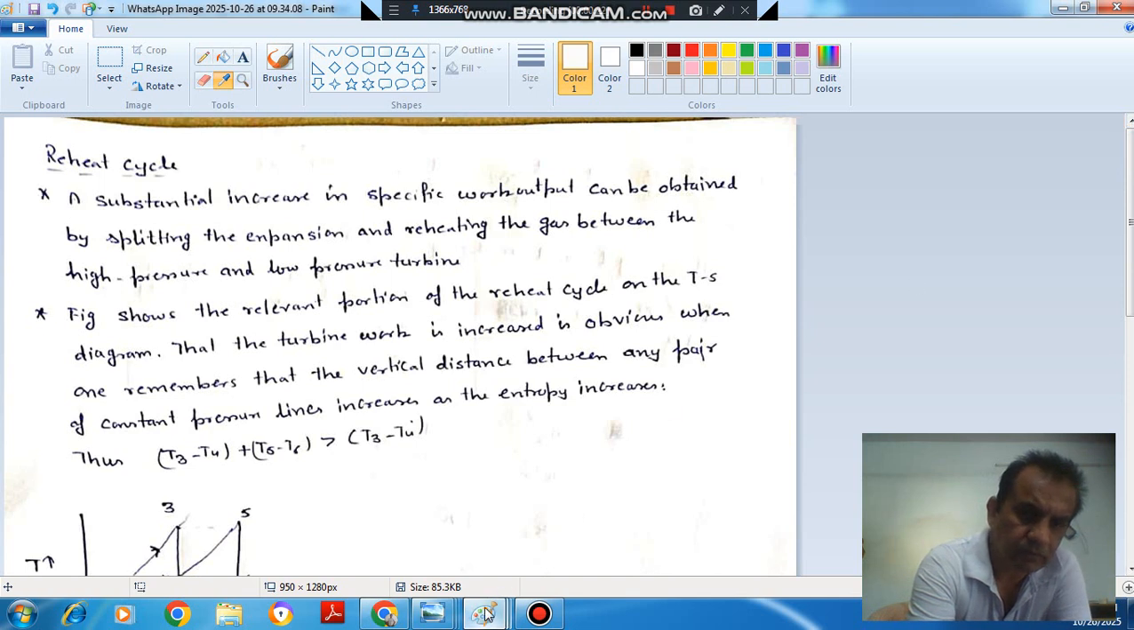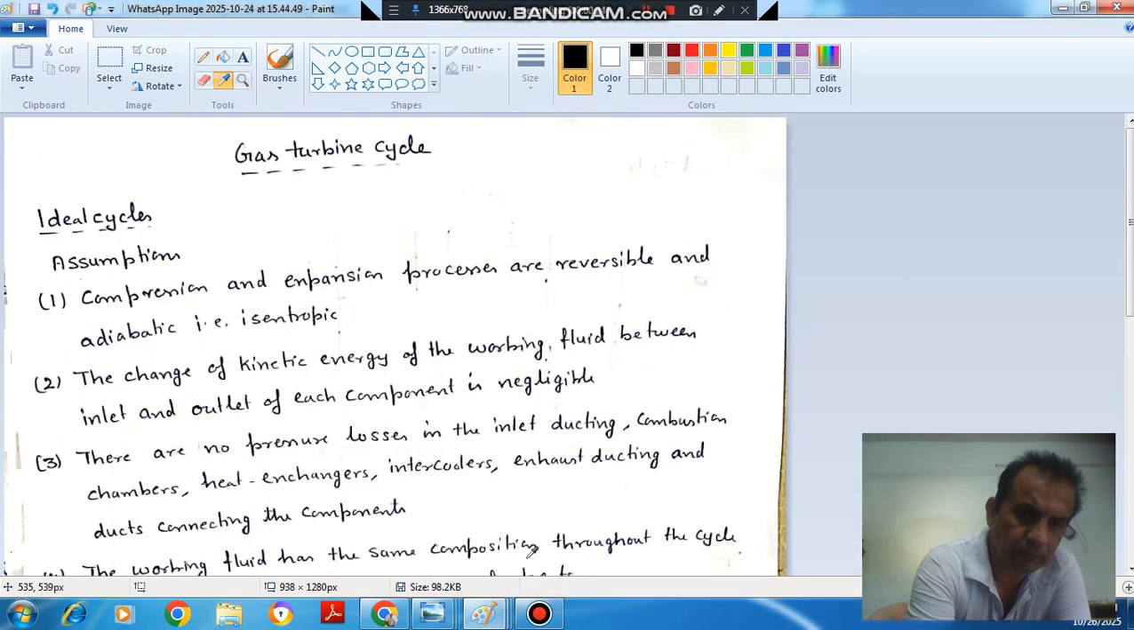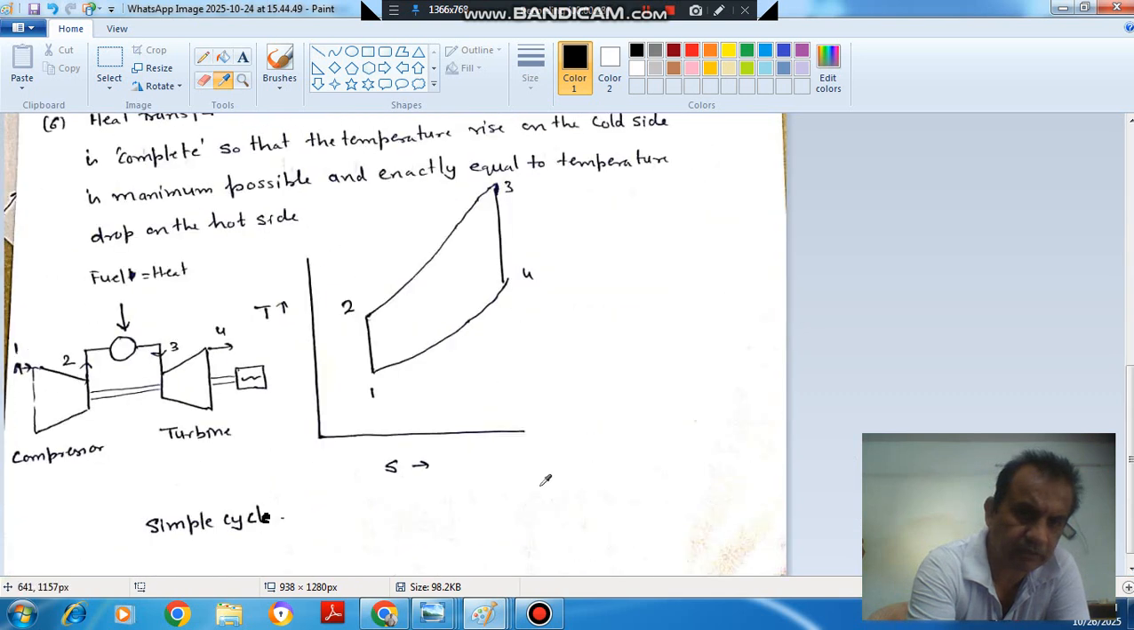So this was a simple cycle 1, 2, 3, 4 on the Ts diagram that we have studied. 1, 2 is isentropic compression that is done in the compressor. Then 2, 3 is heat addition at constant pressure that is done in the combustion chamber. 3, 4 is your isentropic expansion that was done in the turbine, and 4, 1 was heat rejection.